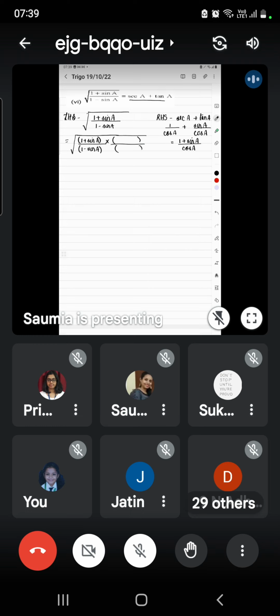So we are going to multiply the numerator and the denominator by the conjugate of the denominator. Denominator was 1 minus sin A. I am multiplying by 1 plus sin A and 1 plus sin A. Both the numerator and the denominator are getting multiplied, so the value does not change. Now look inside my square root. I have two fractions that are multiplied. So I'm going to multiply the numerators together, and the denominators together.